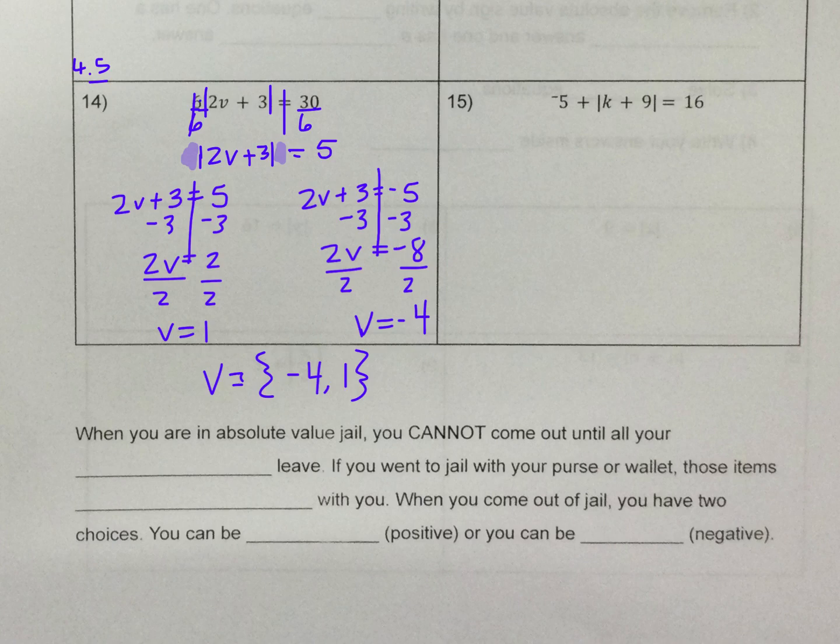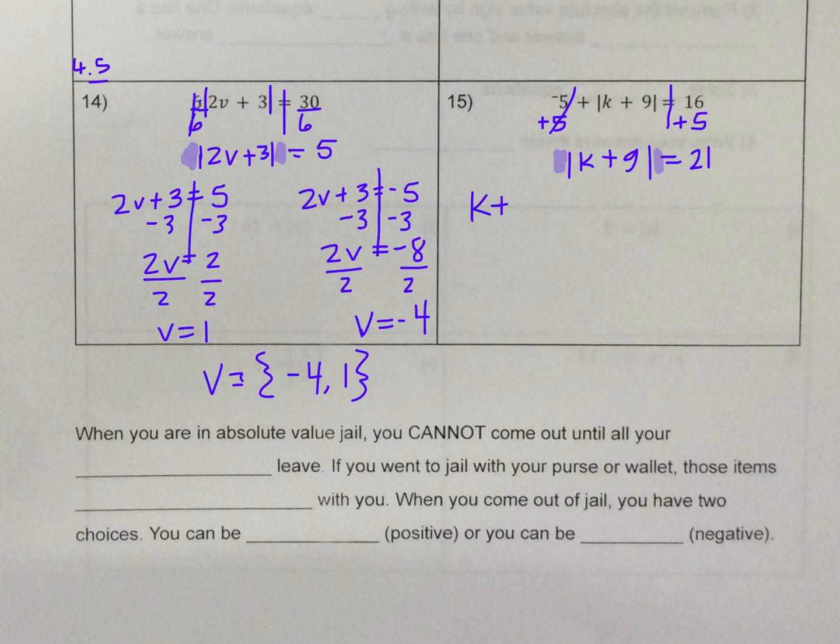Let's do number 15 together. So this k plus 9 is in jail, but he has a negative 5 visiting. So the first thing I need to do is get that 5 to the other side. So now I have k plus 9 absolute value equals 21. So there's no visitors on this side. There's no visitors on this side. It's time to break into two problems.